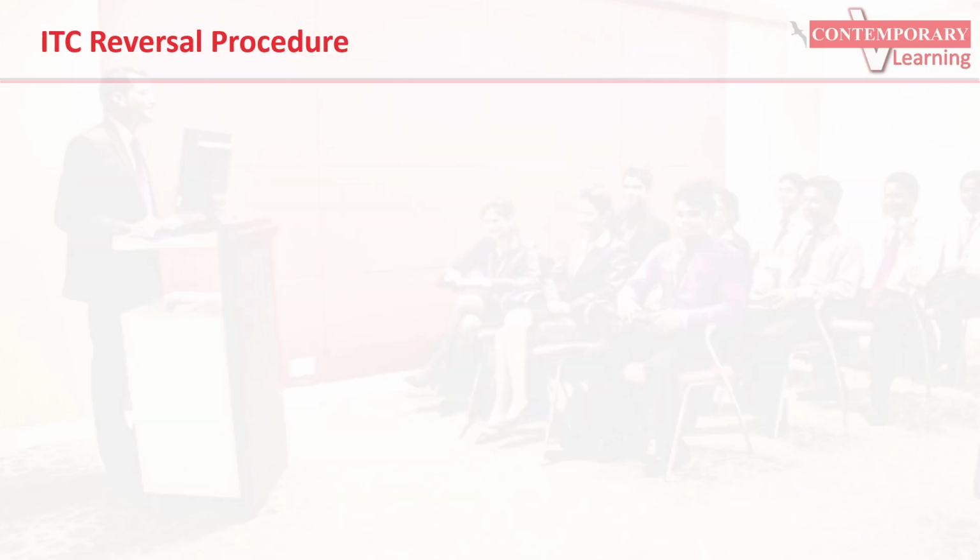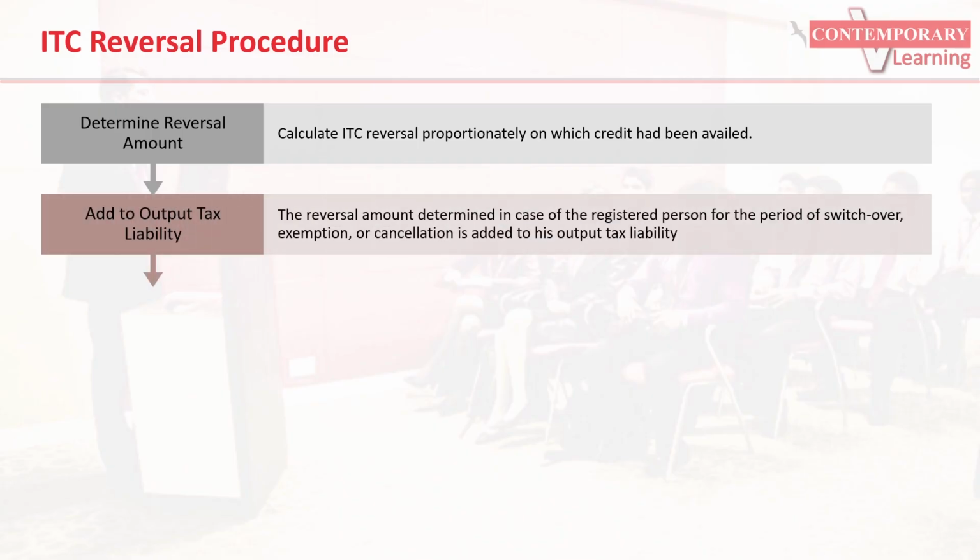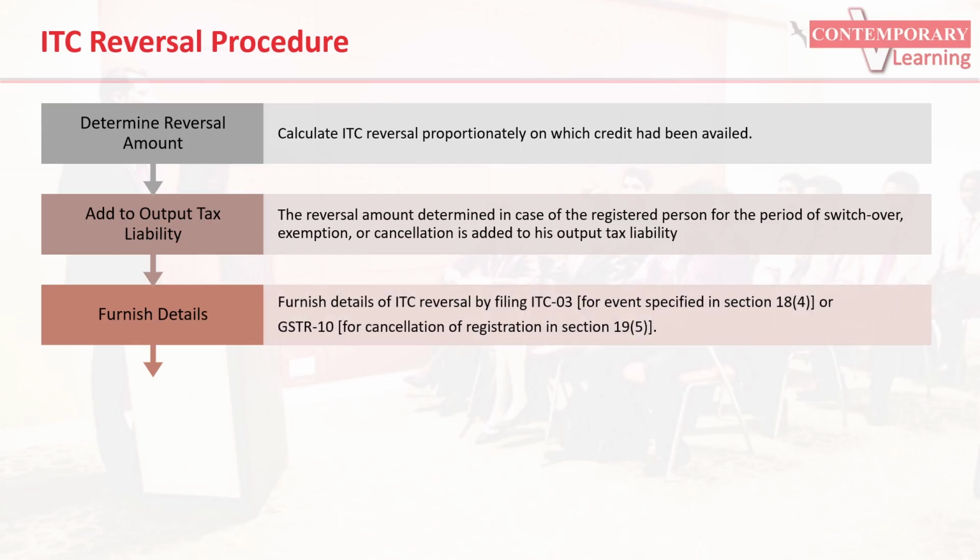The reversal procedure involves several steps. First, you need to determine the reversal amount based on proportionate calculations for both inputs and capital goods. The reversal amount is added to your output tax liability for the period of switchover, exemption, or cancellation. You must furnish details of this ITC reversal by filing Form ITC 03 for events under Section 18(4) or Form GSTR 10 for registration cancellation.